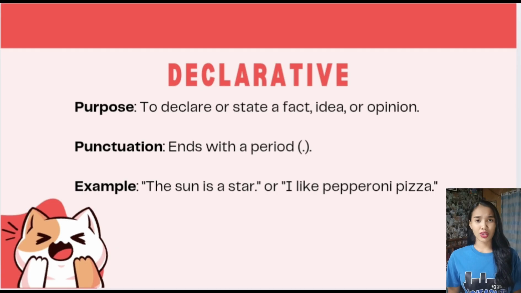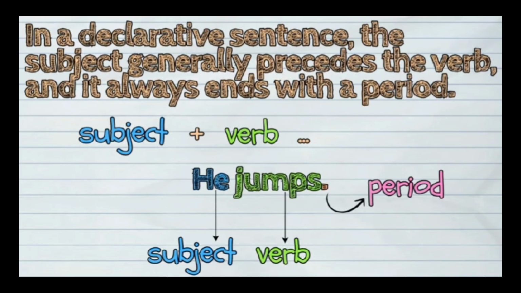So coming from the word declarative, which means declare, this sentence's purpose is to declare or state a fact or idea or an opinion. So it ends with a period. So basically, in a declarative sentence, the subject generally precedes the verb and it always ends with a period. For instance, the sentence "He jumps." The word "he" serves as the subject, the word "jumps" serves as a verb. So as you can see in this sentence, it has a period at the end.